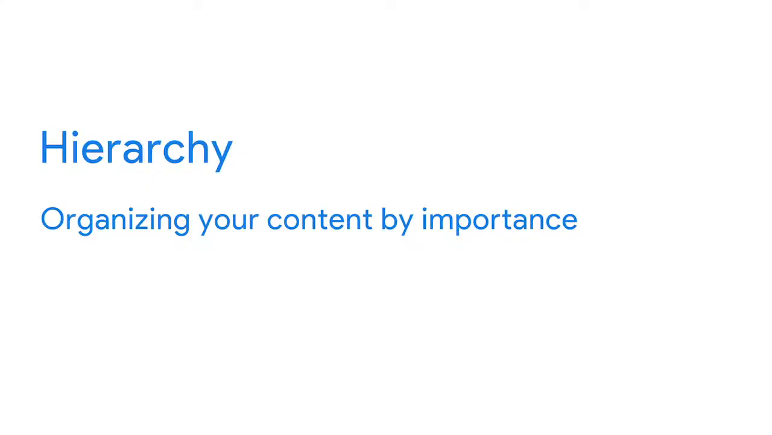You might have guessed that the hierarchical model gets its name from the word hierarchy. In UX design, hierarchy means organizing your content by importance. What's the most important, and what's the least important? And how do you connect this content together?